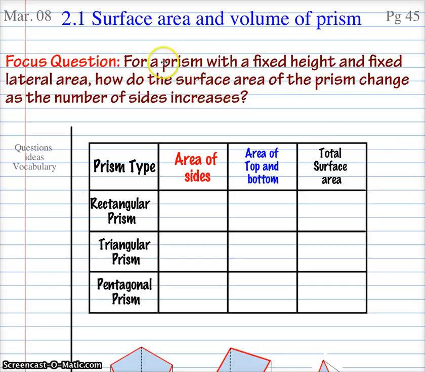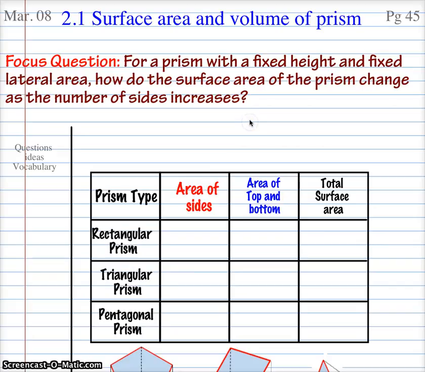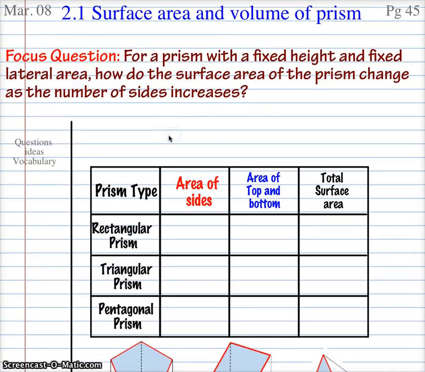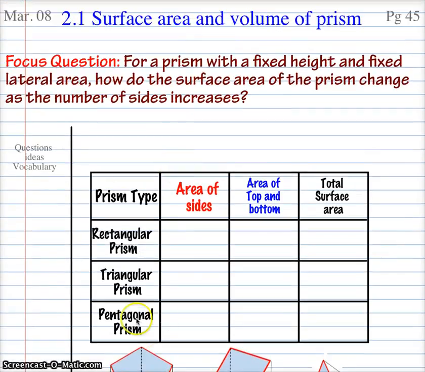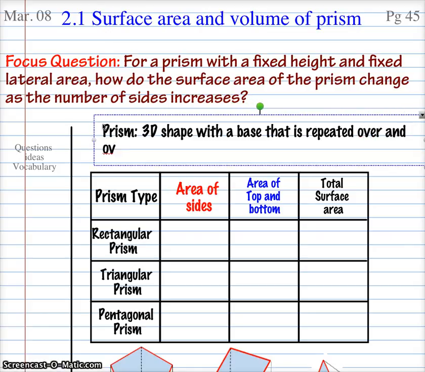Okay. So a couple things we got to get out of the way. We got to figure out what a prism is, before we start answering these questions. So let's talk about prisms. Okay. A prism is a shape, a three-dimensional shape, so a 3D shape with a base that is repeated over and over again. I think this is in your other set of notes.